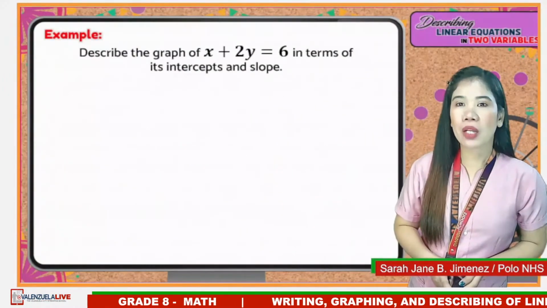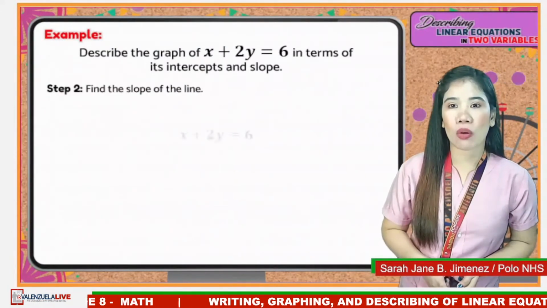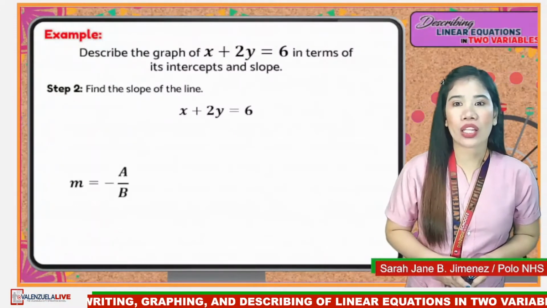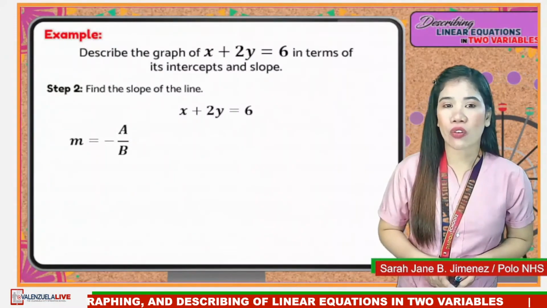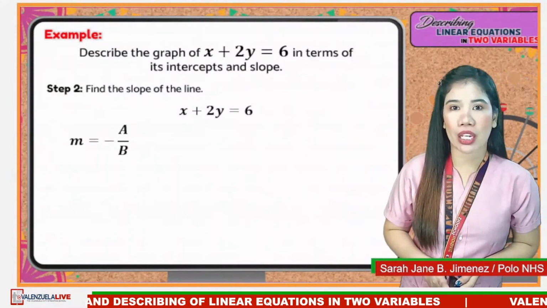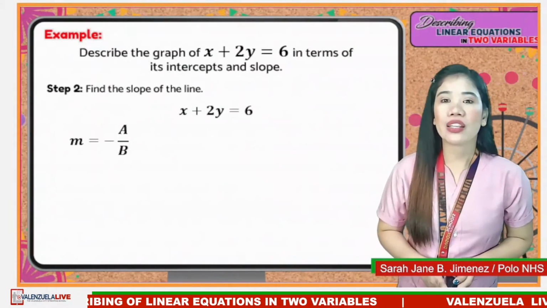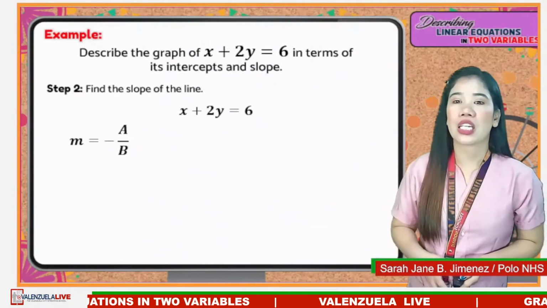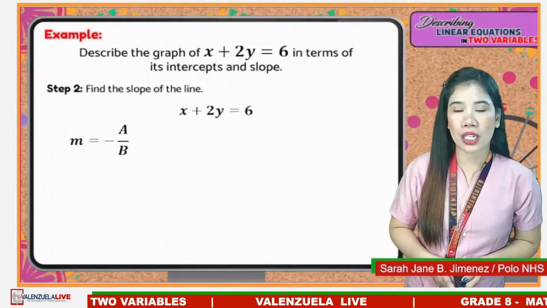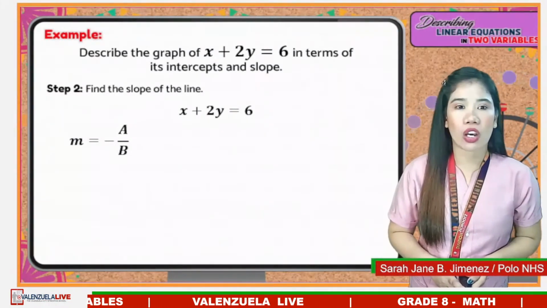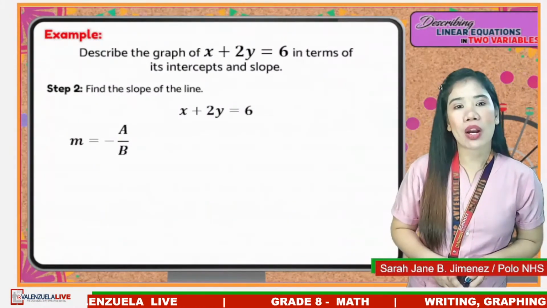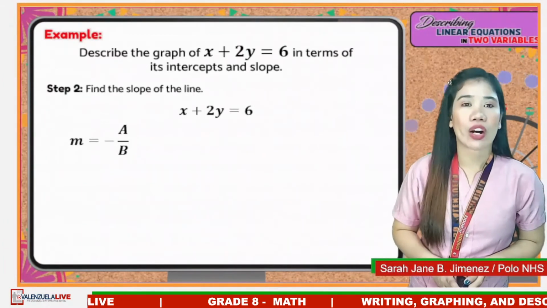For step number 2, let us find the slope of the line. In the previous lesson, we have learned that when the given equation is in the standard form ax + by = c, we can determine the value of slope by using the formula m = -a/b, where a is the numerical coefficient of the term with variable x, while b is the numerical coefficient of the term with variable y.